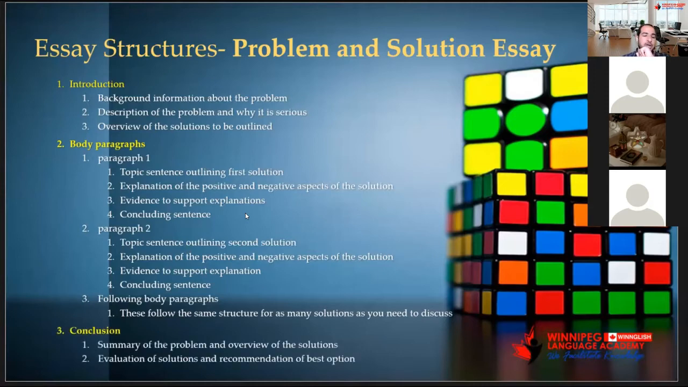Now, for the conclusion, we have a summary of the problem and an overview of the solutions. Just quickly tell people how dangerous or how serious the problem is, and then tell them about the solutions you offer. You could evaluate the solutions and recommend one of them, but you're not defending it. You're just mentioning that generally these are three good solutions to solve the problem, and this one, based on the evidence or based on the statements we had, is the best one. Okay.